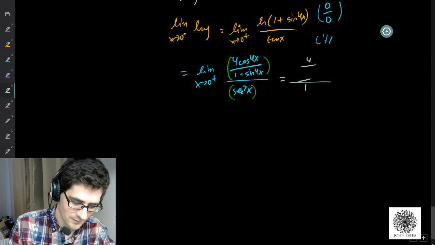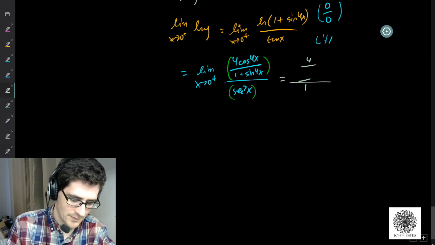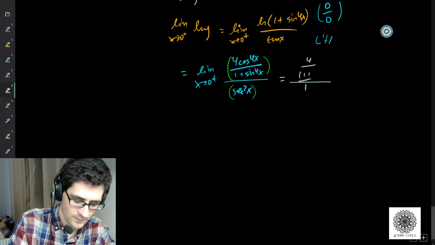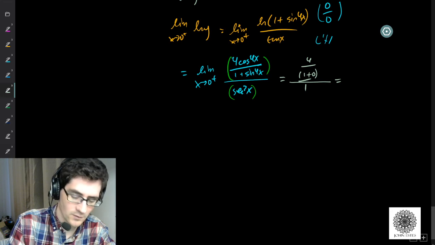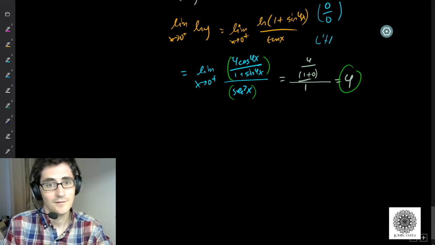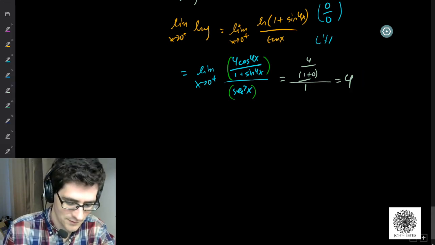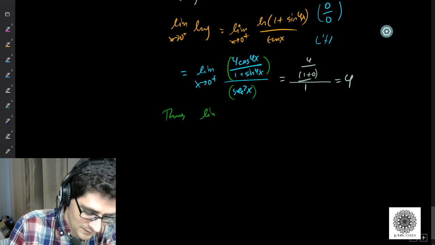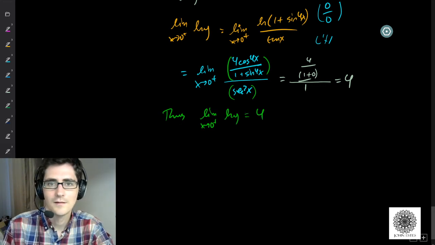And the denominator of the numerator, what happens to sine at 0? That's 0. We have 1 plus 0. And so if you think about this, that's just going to be 4 over 1 divided by 1. We end up with 4. And there's my answer. Well, not quite. That's not quite my answer. Because we have, thus, the limit as x approaches 0 of ln y equals 4. Okay.